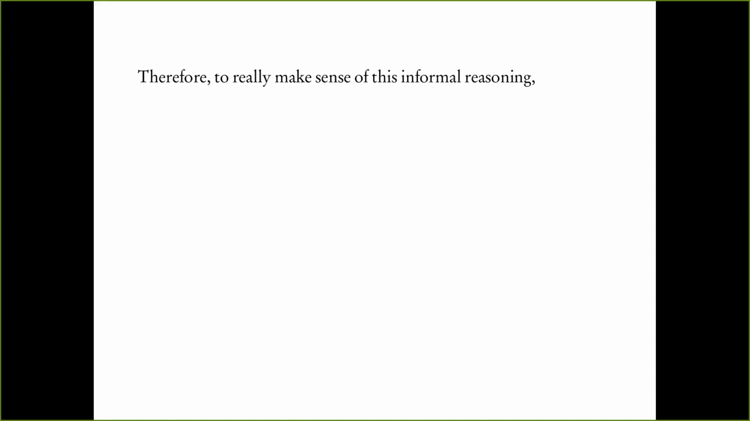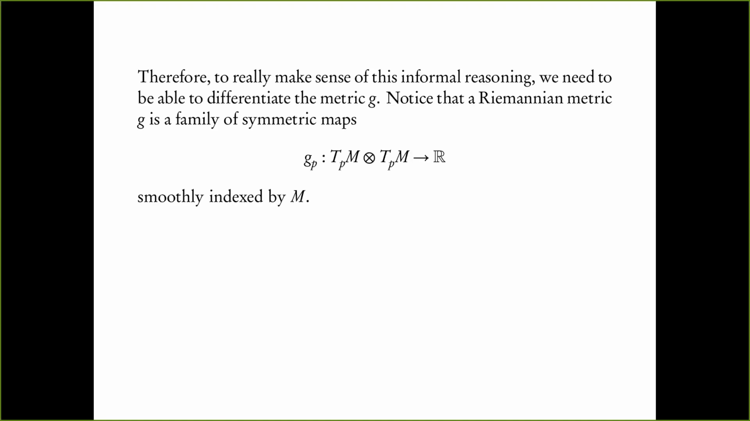Okay. So to make sense of this reasoning, we need to be able to differentiate G. So let's go back and revise what G is. First of all, G is, for every point P, a bilinear map from TPM tensor TPM to R. It's smoothly indexed by the point P, so that's why it's a smooth map.